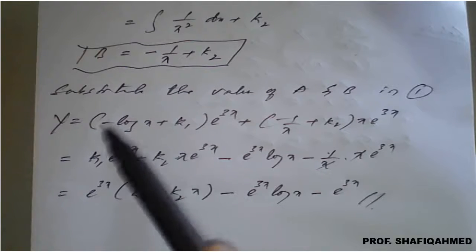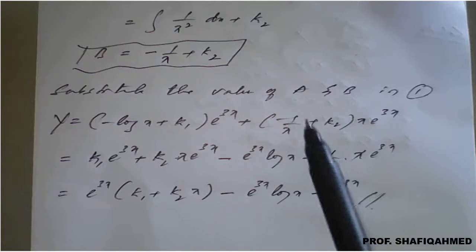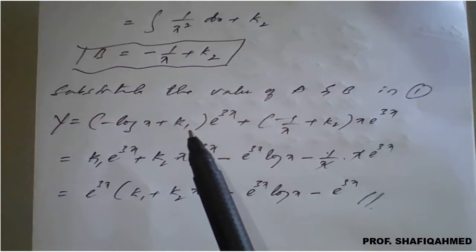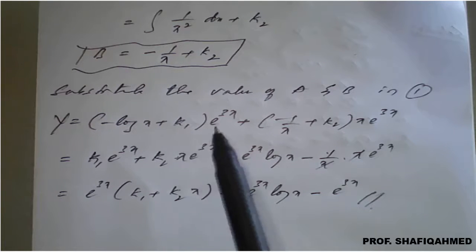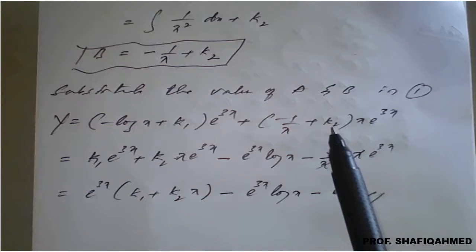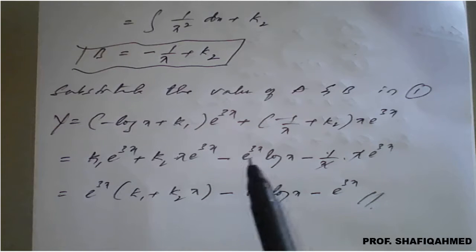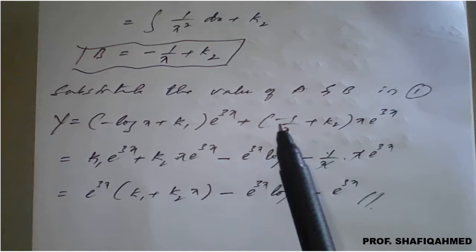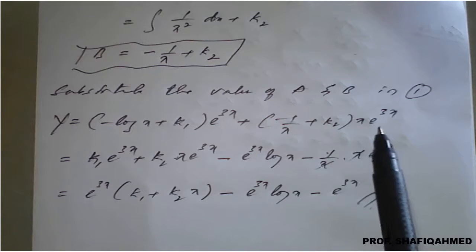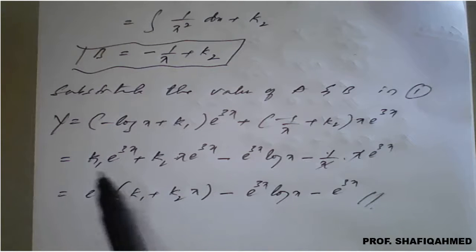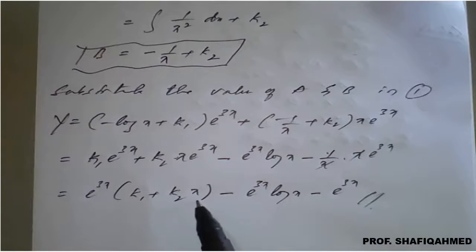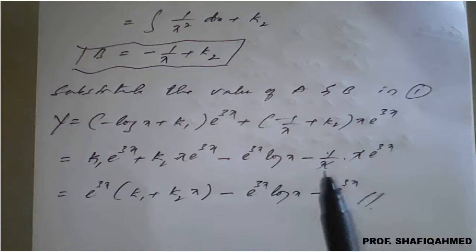I had replaced the value of a and the value of b. Then you simplify. First I need the results with k1 and k2. So k1 of e raised to 3x I had taken, then from the second bracket k2 of x into e raised to 3x, then the remaining one, minus log x into e raised to 3x, that is minus e raised to 3x into log x, then minus 1 by x into x of e raised to 3x. On simplification, among the first two you take e raised to 3x common. What is left inside is k1 plus k2 x, and the rest as it is. Here x and x cancel. So we get minus e raised to 3x log x minus e raised to 3x, which is our required complete solution.